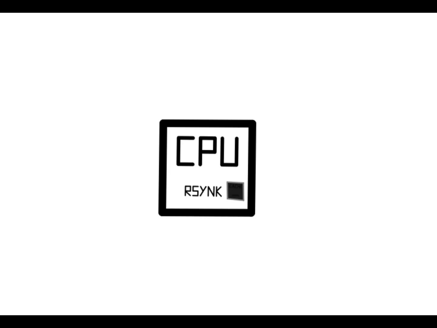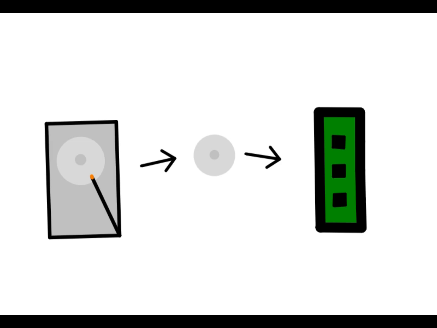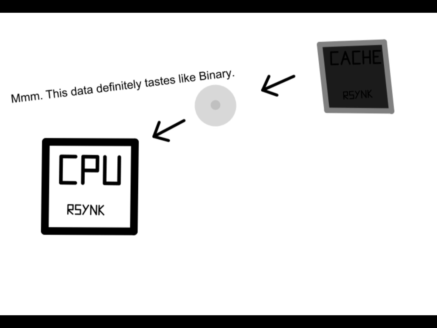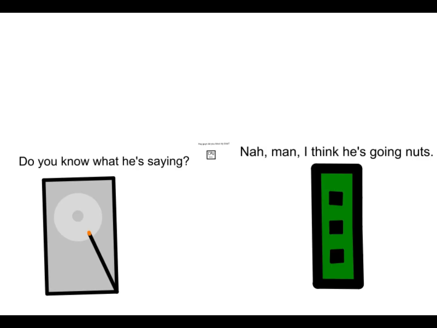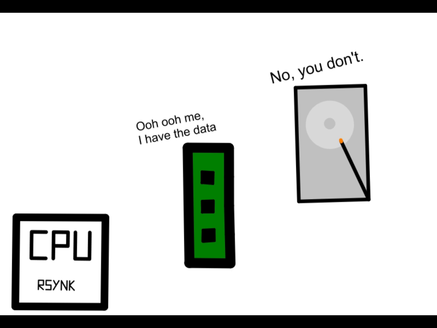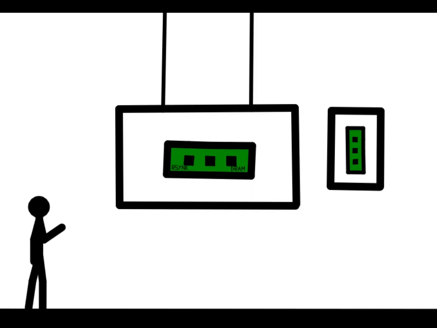Here's how it works. First, game data is copied to RAM. Then the necessary data gets copied into the CPU's cache. The CPU processes the data from the cache. If the data isn't in the cache, it looks in RAM. If it's not there, it'll search in the hard drive. But most of the time, the data will be in RAM. And that's why RAM exists and is so important.